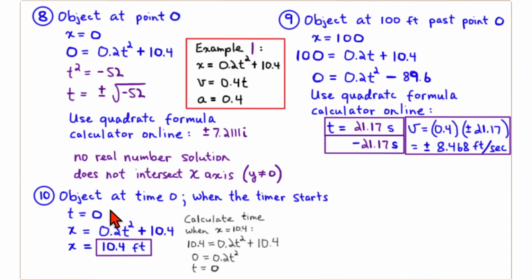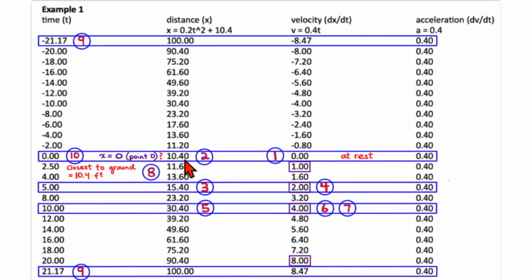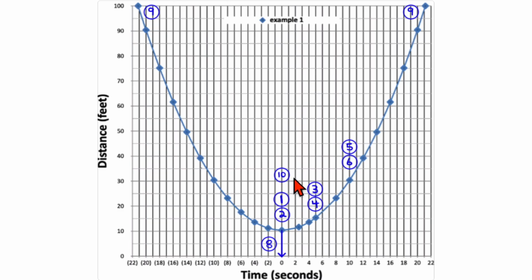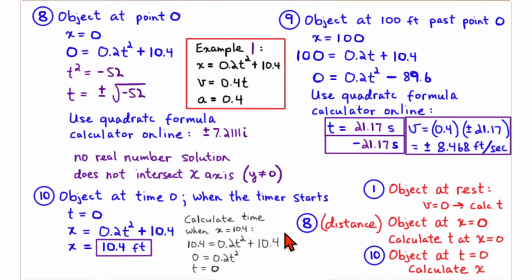So you're just going back and forth here. So at time 0, the closest that body gets to point 0 is 10 4/10 feet to the right of point 0. And that body is also at rest at time 0. So here's the body at rest once again, 10 4/10 feet to the right of point 0. So calculation number 1 is the object at rest. So the velocity is 0, calculate the time. Calculation number 8, when the distance is 0, calculate the time when the distance is 0. In this case, there's no real solution because the body is never at 0 feet.